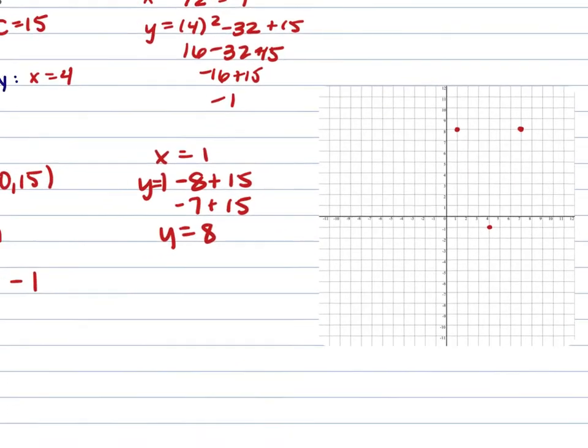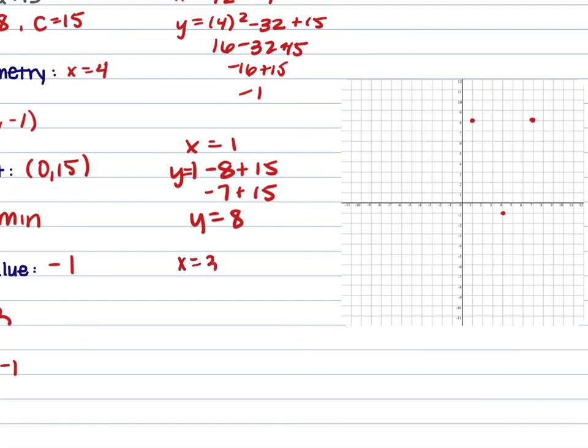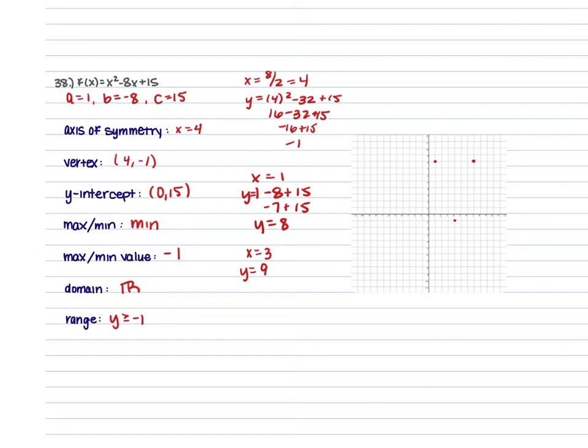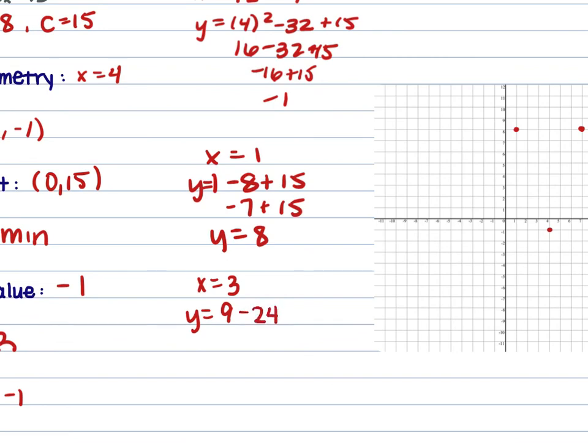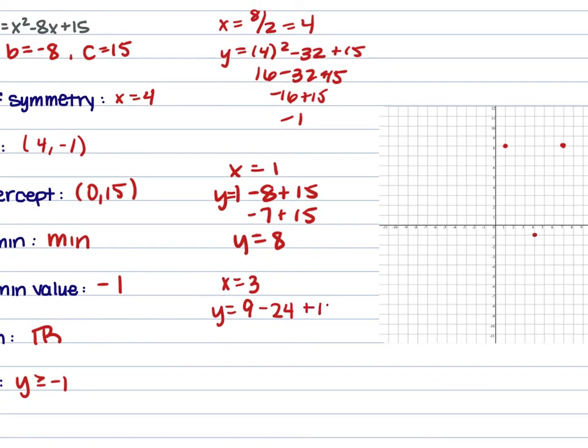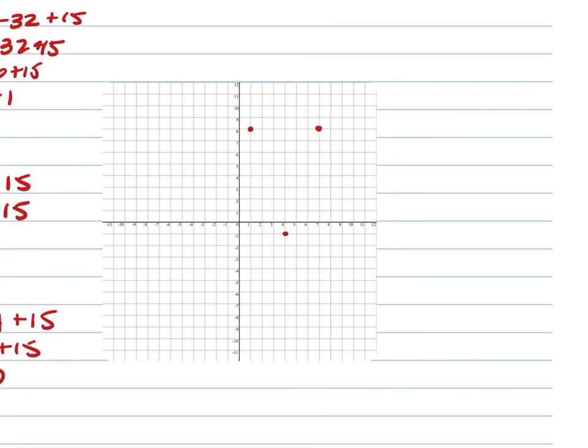I'm going to also use 3. So when x is 3, I'm going to have y is equal to 3 squared, which is 9, minus 8 times 3, which is negative 24, plus 15. The 9 minus 24 gives us negative 15, plus 15 is 0. So that's 3, 0, which would also be 5, 0. So again, we can find those ordered pairs that have x values of 2 and 6, but we already got them for 1 and 7, so we don't need to.